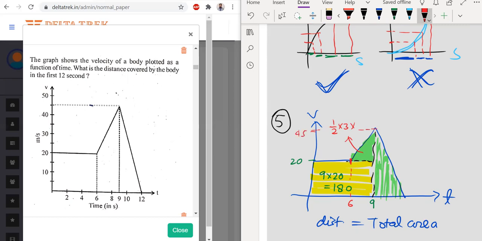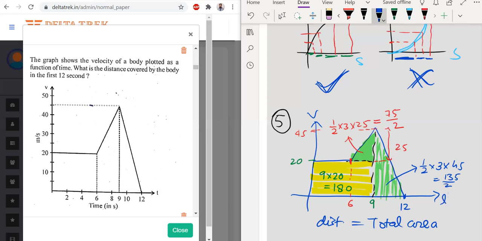So what is the height now? 20 to 45, it is 25. So it is 25. So now what will be the value? 75 by 2. Clear? This area. Let's see this area. So it is half into, what is the base? What is this point? 12. So 9 to 12, it is 3. Then what is the height? It is 45. So how much it will be? It will be 135 by 2.